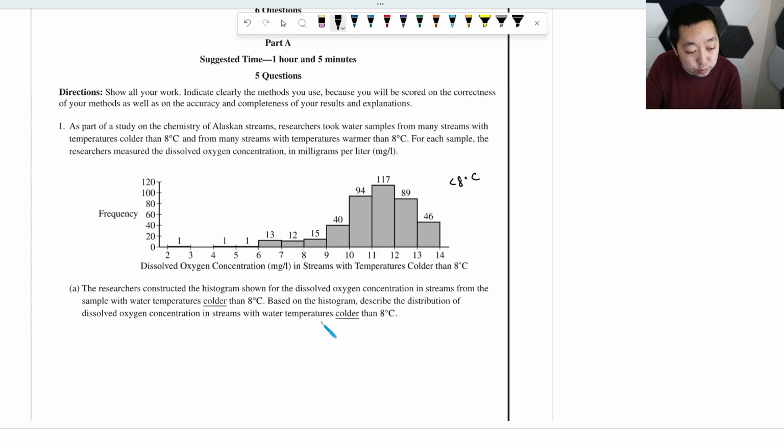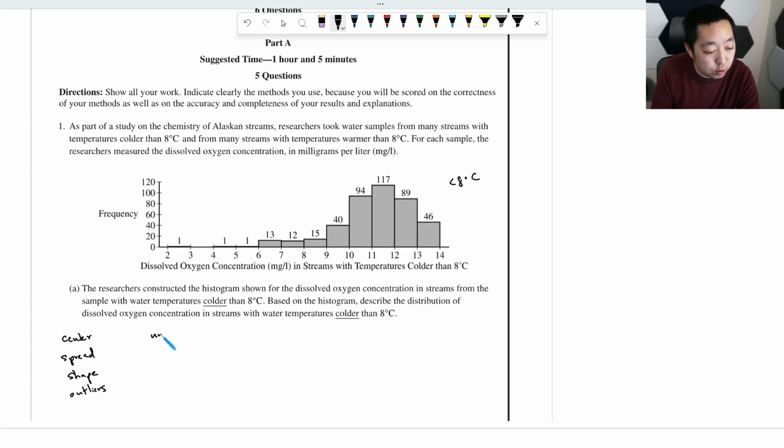Okay, so for a histogram, you always want to hit the main parts. You want to talk about the center. You want to talk about the spread. You want to talk about the shape. You want to talk about any potential outliers. Those are the main things we want to do to describe this distribution. In terms of the center, that could be the median or the mean. So I would talk about the shape and the spread first. Usually the first things I talk about.